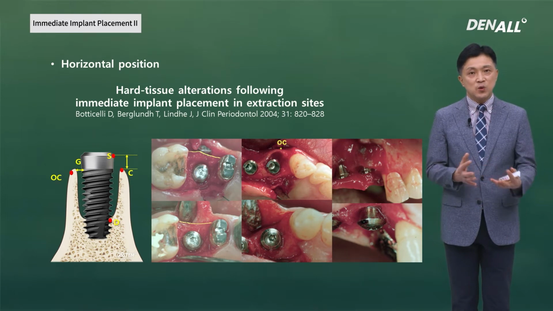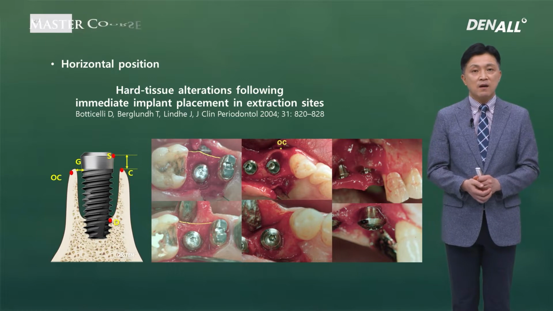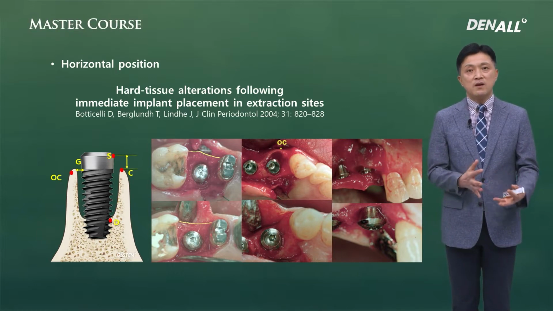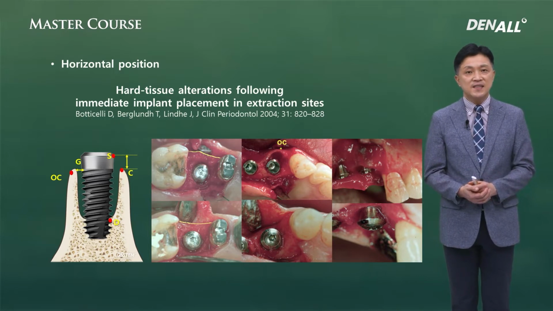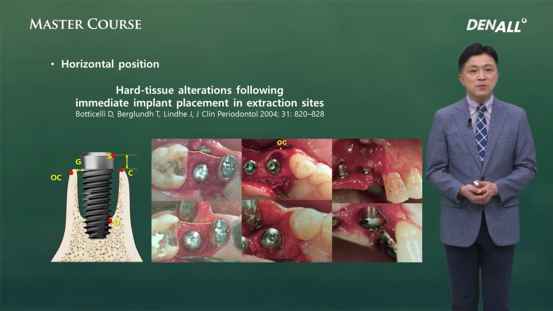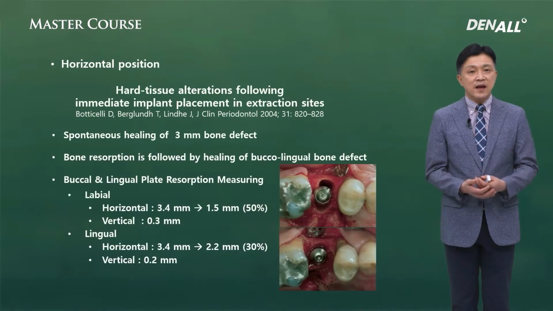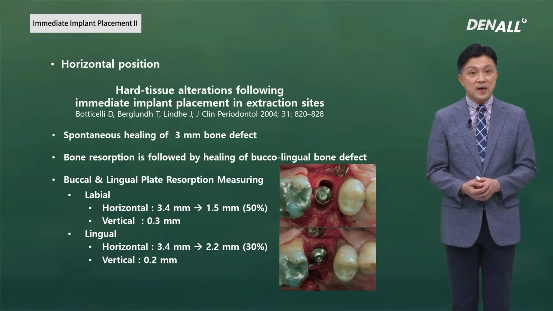In the previous lecture, I've talked about how tissue changes after extraction and immediate implant placement. I talked about how immediate implant placement could lead to less changes compared to delayed placement. I would like to talk about another study by Botticelli. If you do immediate implant placement and if the gap is approximately 3 millimeters, then there's a spontaneous healing. We need to be careful here.